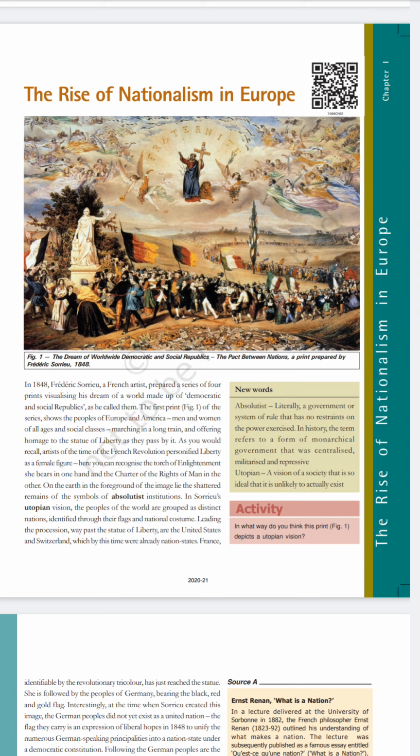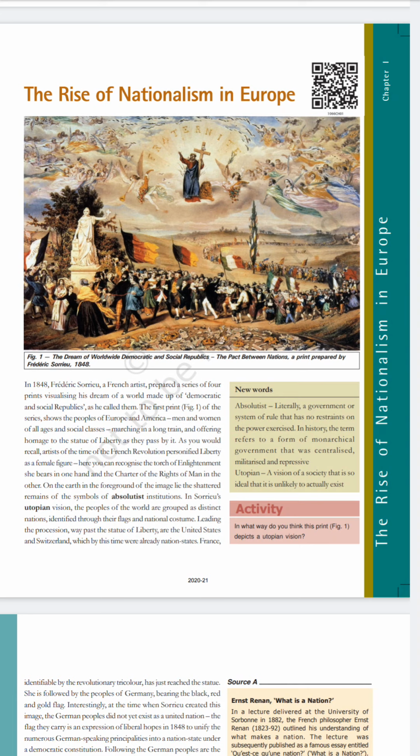Utopian means a vision of a society that is so ideal that it is unlikely to actually exist. It is a vision of society that at the ideal level is very good and perfect, but in the practical sense it is very difficult to implement or actually exist. Such a vision we can call a utopian vision.